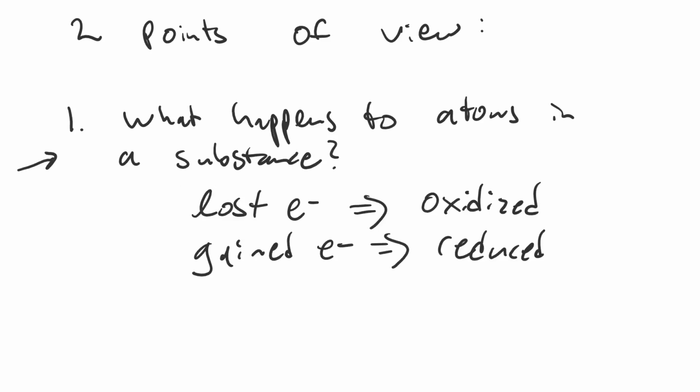The first is, what happens to the atoms in a substance? If those atoms lost electrons, they were oxidized. On the other hand, if they gained electrons, they were reduced.